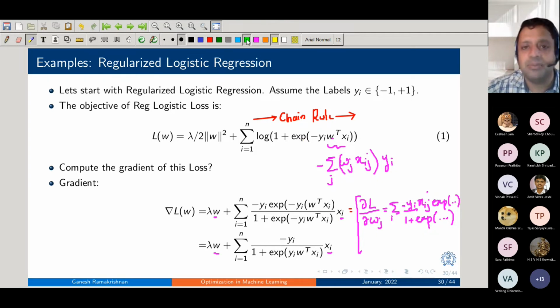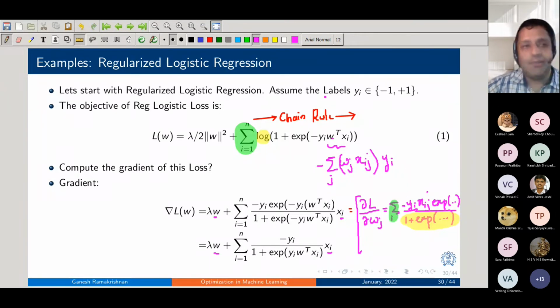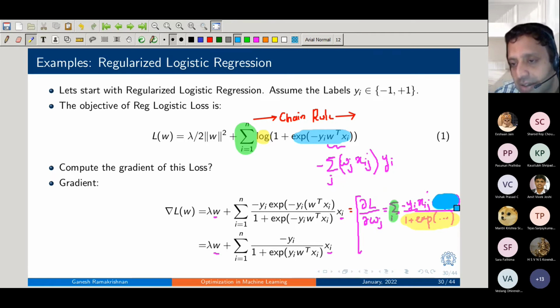So let me just highlight, this green part is as it is. There's nothing going on here. The log has led to this division by 1 plus exp. The fact that I was trying to find a derivative with respect to exp of minus has led to this exp term coming out as it is. It's just a copy. So the only term that has come out here sitting out in pink is because of the derivative of this summation.